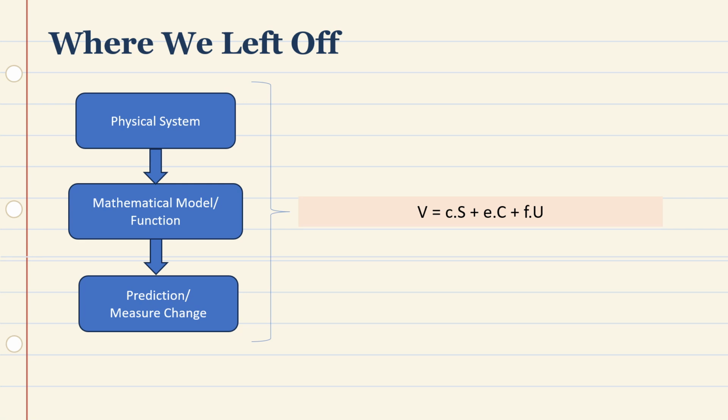Before we dive into today's lesson, let's do a quick recap of where we left off. In the previous chapter, we established that a physical system can be described as a mathematical model, a function, or an equation, and that mathematical model can be used to measure change or make predictions. And we chose a model, taking the social media video as an example, where the number of views depends on the number of shares, comments, and subscribers.